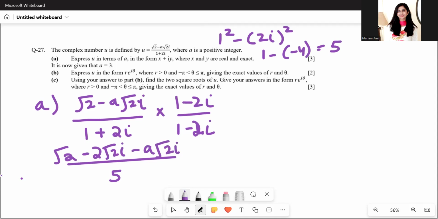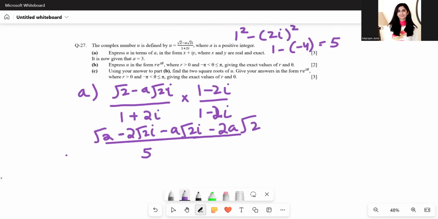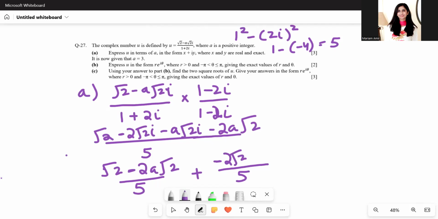iota, and then we get a minus minus plus, but iota square becomes a negative 1 again, so we get a negative 2a√2. Okay, now we're going to split the real and imaginary part, so we get √2 minus 2a√2 divided by 5 plus minus 2√2 iota.